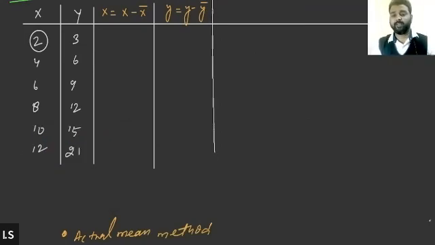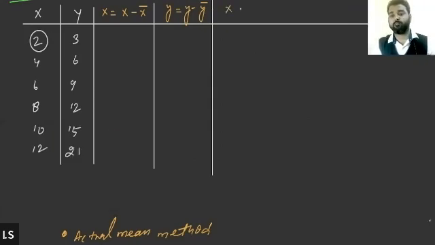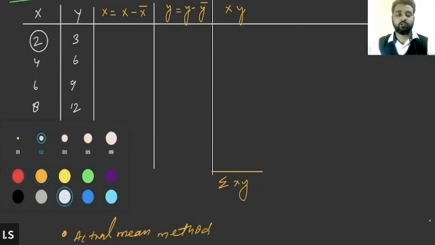And then we will multiply x and y, right? Why are we multiplying it? Because the formula requires the summation of xy. You will be able to find the summation of xy only when you multiply the deviation of x and the deviation of y. Okay, all right. So this is how you will be able to find out the numerator part of the formula.